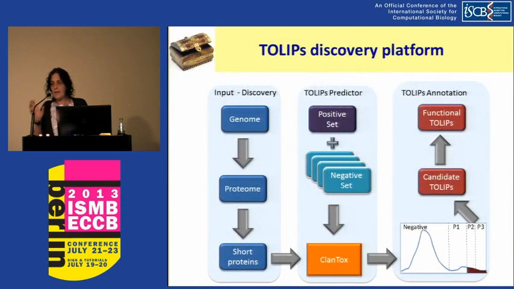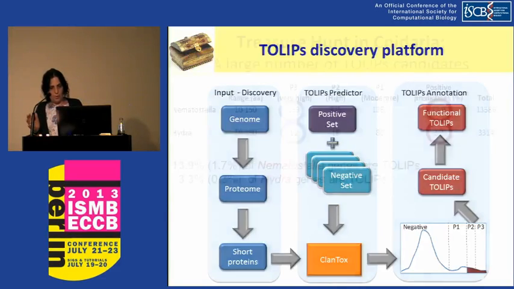However, as I said, I want to show the procedure that one can do: take the genome, take what seems to be short proteins, and feed it to the ClanTox. I already explained the ClanTox pathway. Then get the prediction, take the candidate TOLIPs, and do some functional assay to understand what they're doing. So this is the procedure I'm going to go through with you.